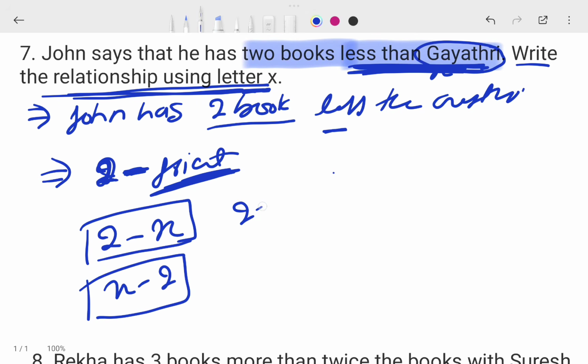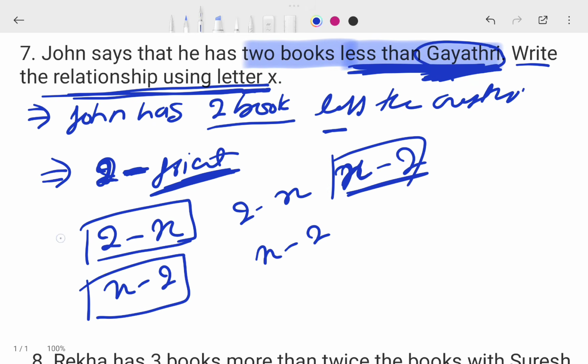You can write 2 minus x, otherwise you can write x minus 2. But which has more? Gayatri has more, na. So how many more does Gayatri have? We don't know. That's why we write her first, because Gayatri has more and you have less. So if you write it like that, it is going to be wrong.